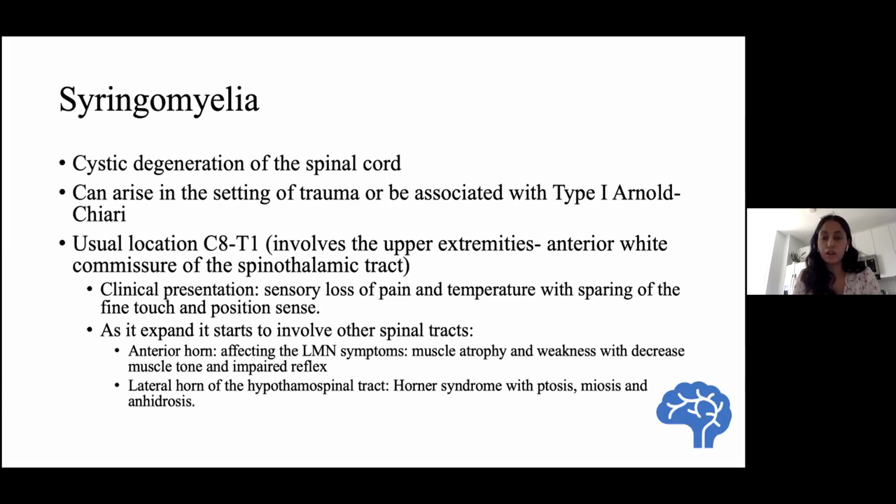And as the lesion progressively gets larger, it's going to start to involve other tracts that are surrounding it, like the anterior horn, which puts a lot of motor output to the periphery, so you can have a lot of lower motor neuron signs occurring later on as the disease progresses. And you also have involvement of the lateral horn, which is a lot of sympathetic outflow to your face, and you get Horner syndrome as a consequence of that.